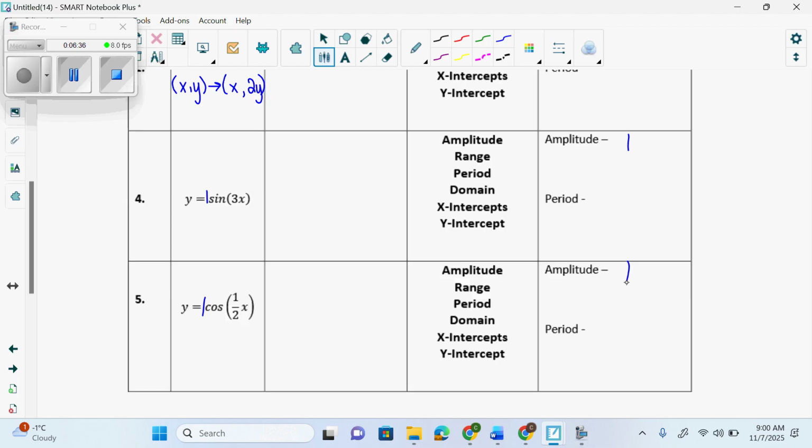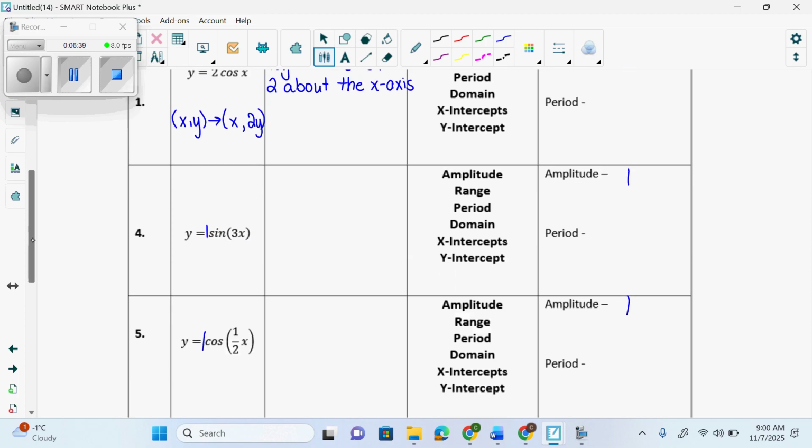I'm not sure why it goes 1, 4, 5. I don't know where 2 and 3 left. Okay. So vertical stretch and amplitude, same, correct? We agree? Same. Okay.